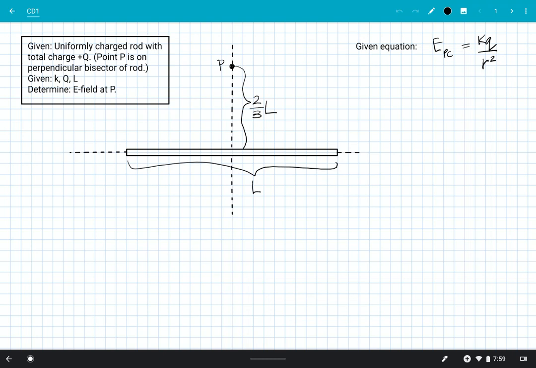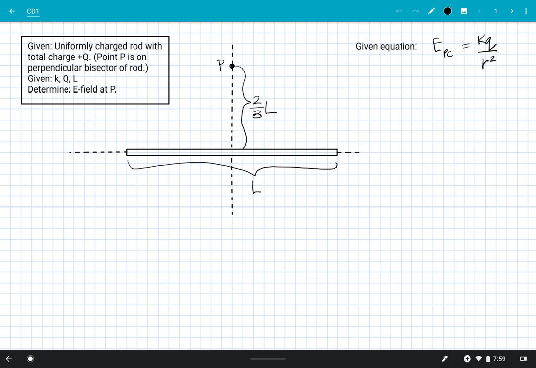Okay, this is our first charge distribution problem that we're looking at together. And I'm going to start with something really simple that has a ton of symmetry. So we're just looking at a simple line charge of length L, and our point of interest is point P, which is right on the perpendicular bisector of the rod.